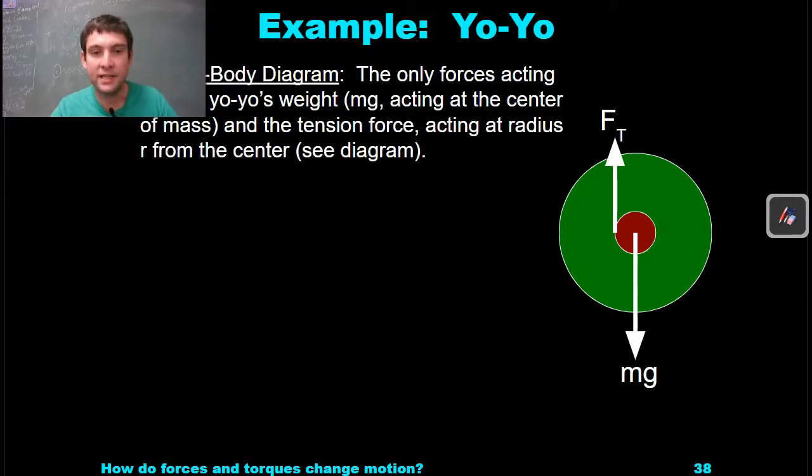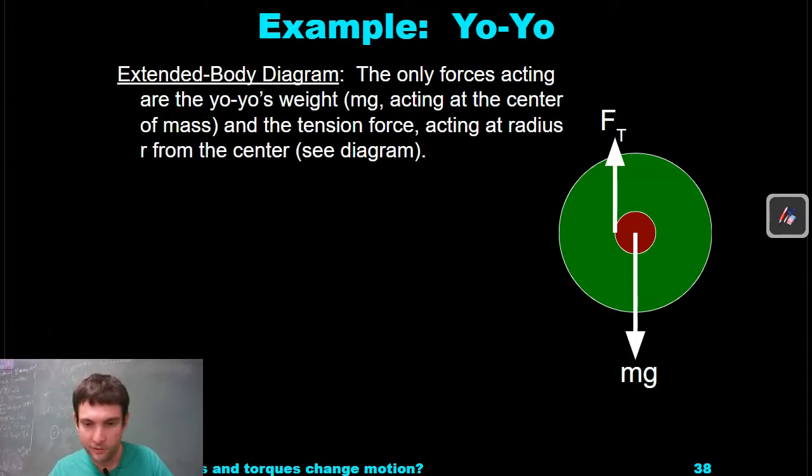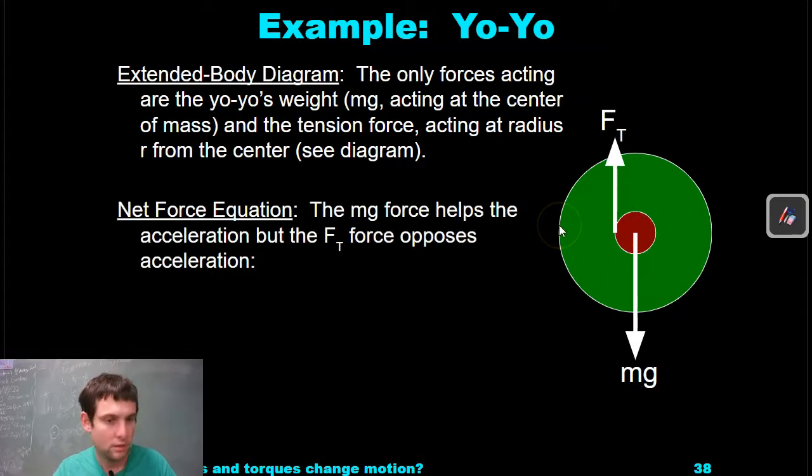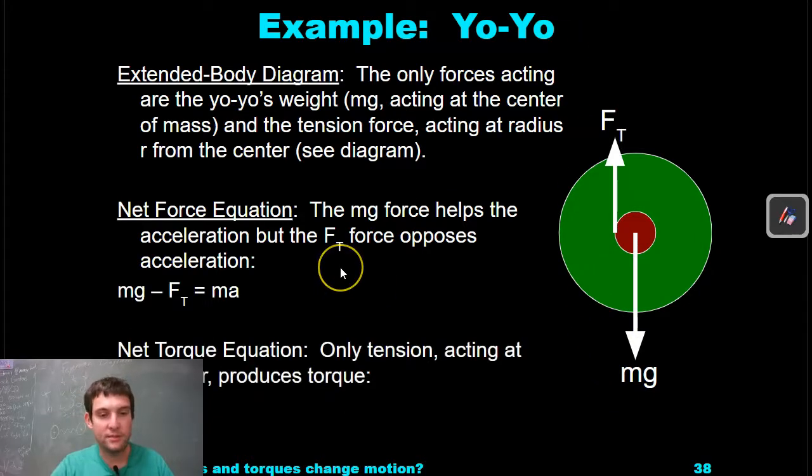So the extended body diagram shows us all of the forces acting. The only forces acting are the weight, acting from the center of mass, and the tension, which is acting from this inner circle. The net force equation: stuff that makes it go minus stuff that holds it back. Gravity is making it go on the way down, and tension is holding it back, equals mass times acceleration.